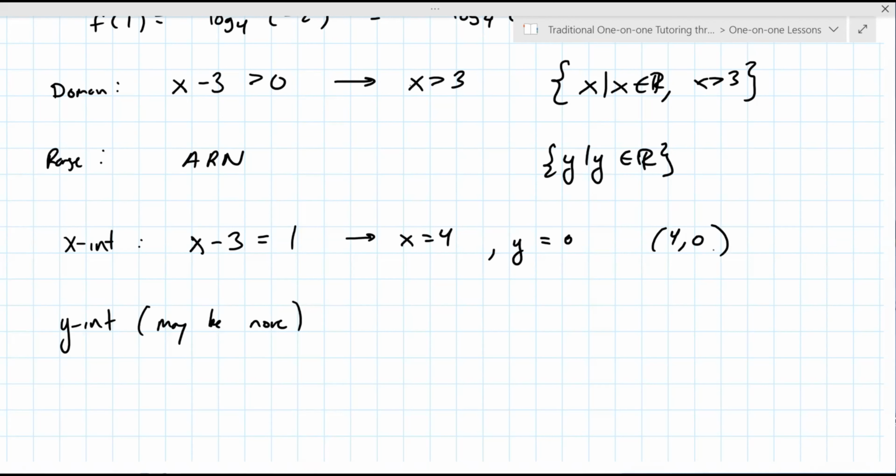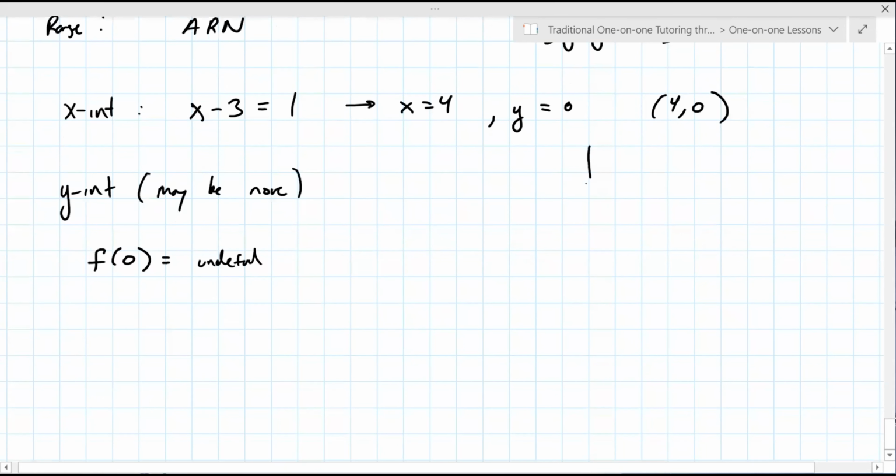For that one, so we use the y-intercept. So would it be undefined because when you use the f of 0? Yes. So this gives you enough to make a start of a sketch of a graph.